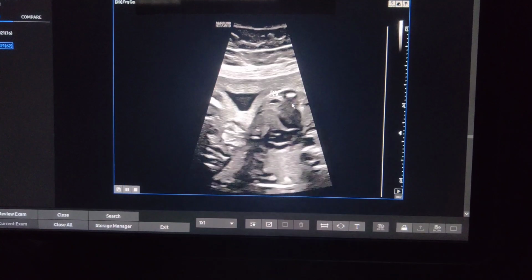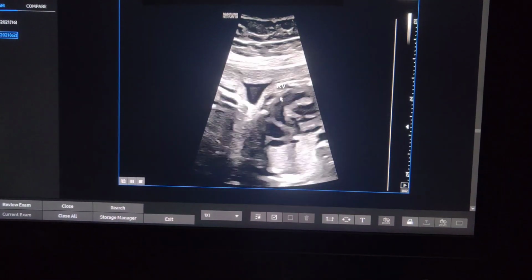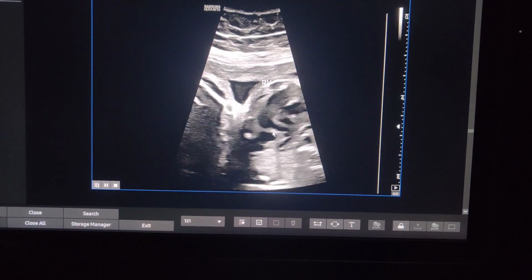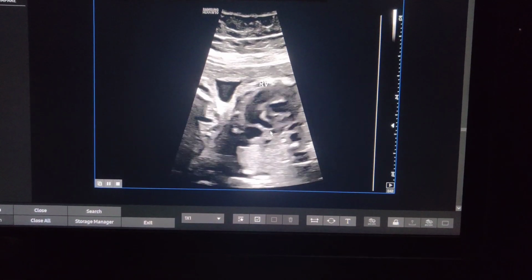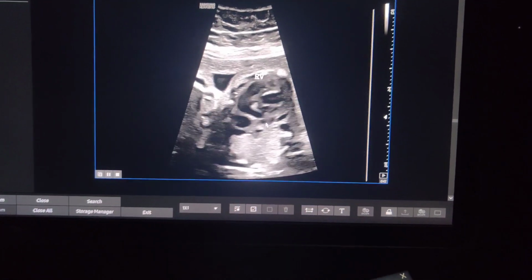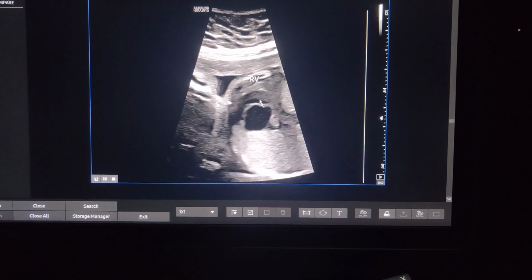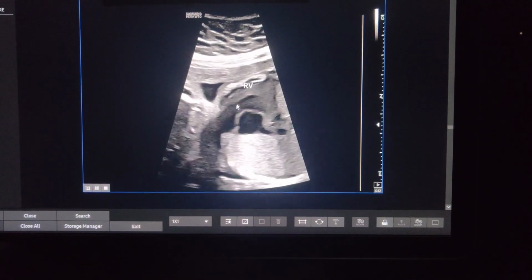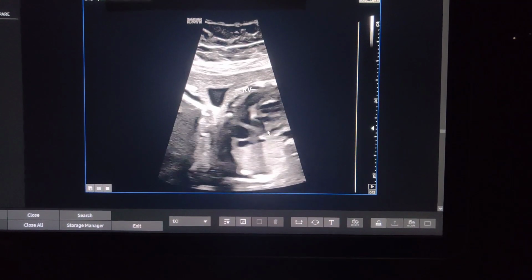So this is the RV just behind the sternum. That's the PA and the branch PA. And when I move the probe in a sagittal plane, we will be able to show the aorta. That's the aorta coming from the RV. So this is the aorta and that's the PA.